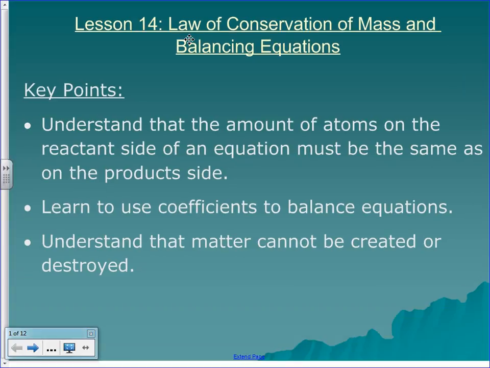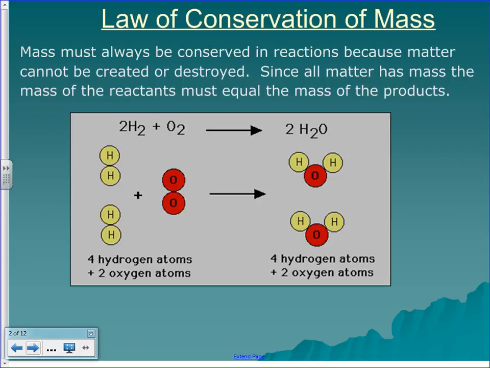Okay, so what we need to get out of today: understand that the amount of atoms on the reactant side of an equation has to be the same as on the product side, which we've already talked about. Learn to use coefficients to balance equations. We've already done that. Understand matter can't be created or destroyed. But like I said, the thing that's not on here is that we're going to predict the products of a chemical reaction. Okay, so this is mostly going to be a review, so we're just going to plow right through it.